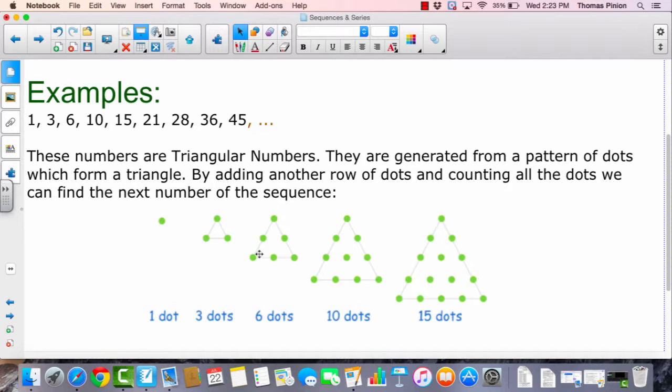Over here we have 6. If we add a third row with 1 more dot added onto it and count all the dots, we get 6. That's our third term. Same thing here. When we add a fourth row, add an additional dot, add them all up, we get 10. And then if we add a row of 5, we're going to get 15. Now, if we add a 6th row, we're going to add 6 to 15, and that's where we're going to get the 21, and so on.